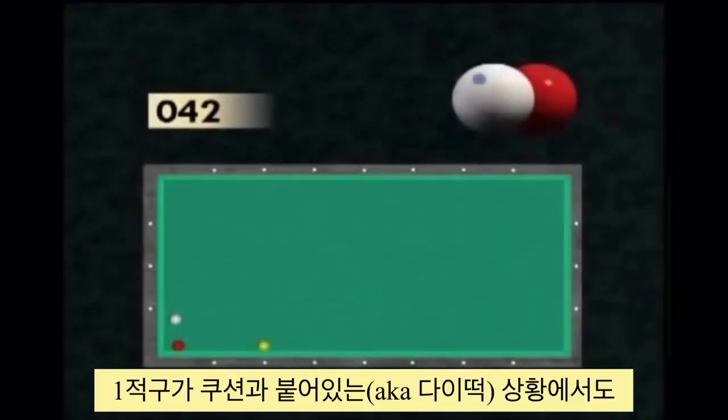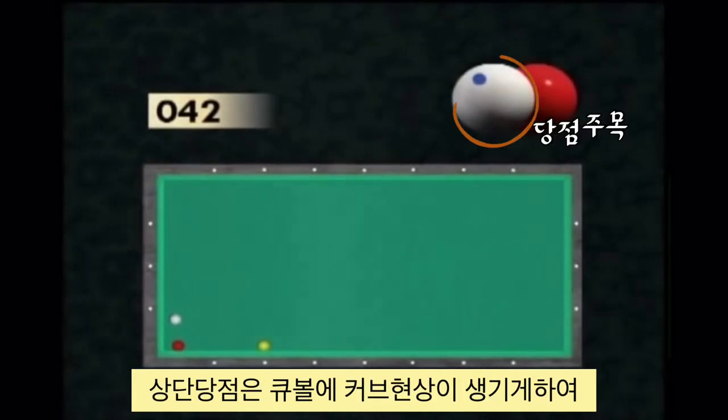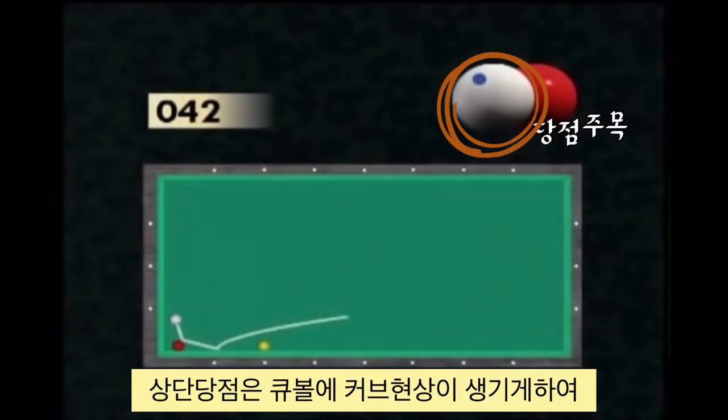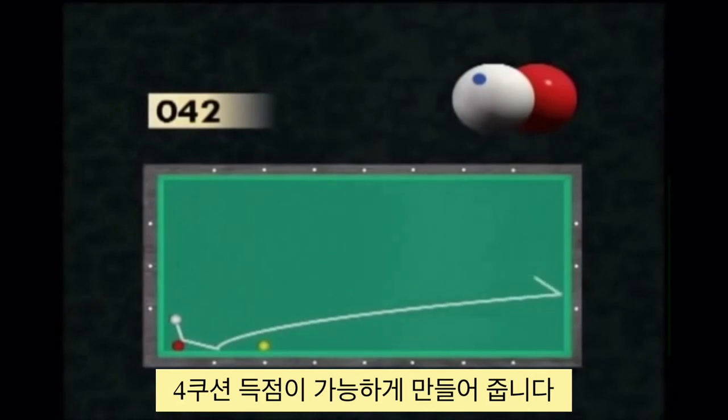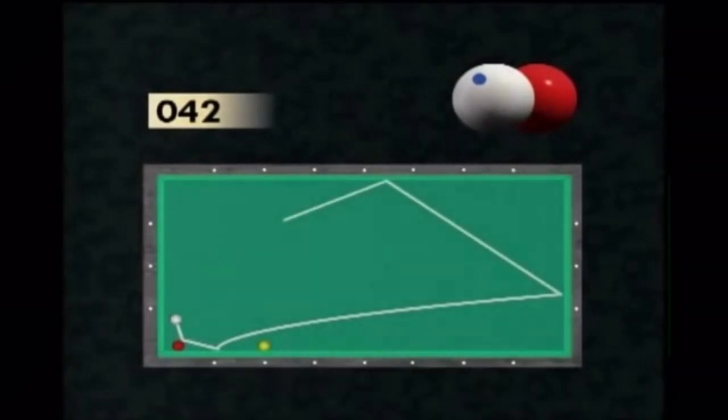The red ball being stuck to the cushion, the high English gives a curve to the cue ball, allowing here to find a solution via four cushions.